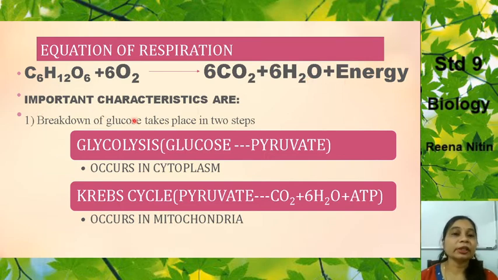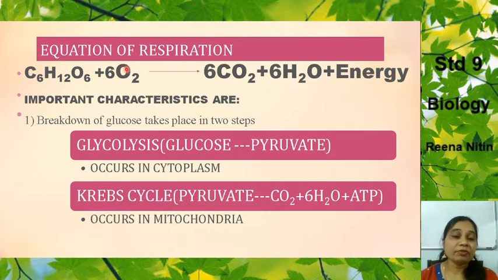Now, what are the important characteristics of this respiration? Number one, it is a breakdown of glucose. As you can see, this glucose molecule has broken down, so that is why we call it a catabolic process. It has broken down into carbon dioxide and water, and in this process, it has given out some energy.